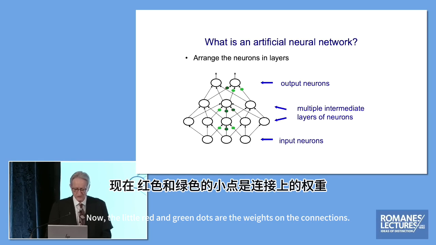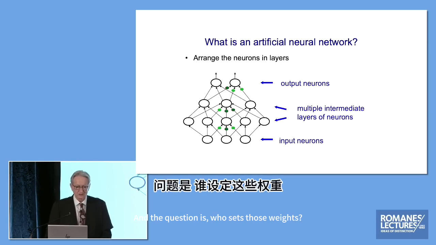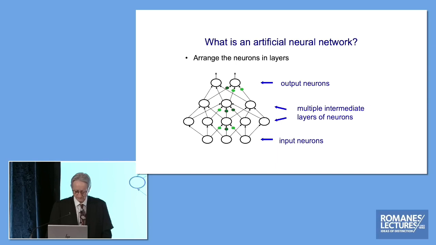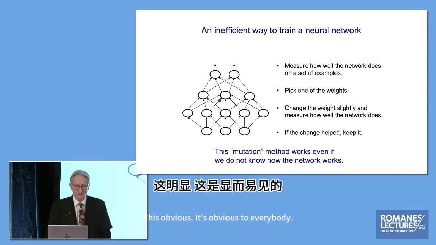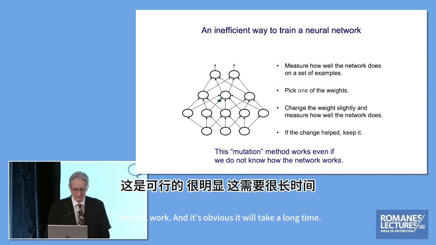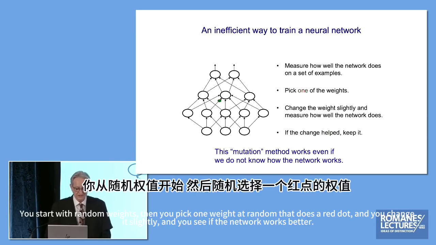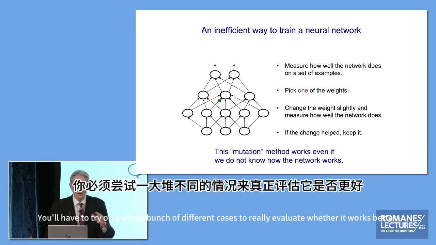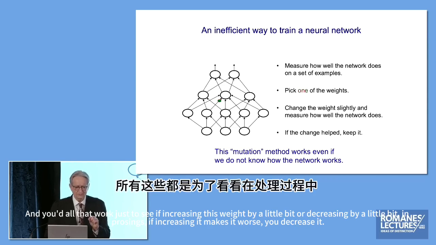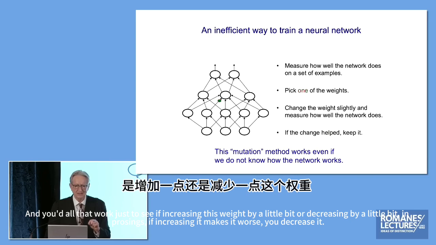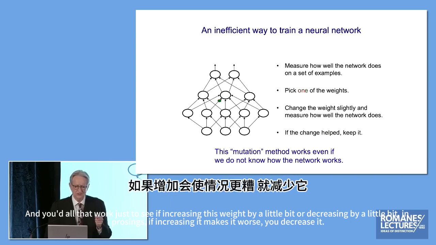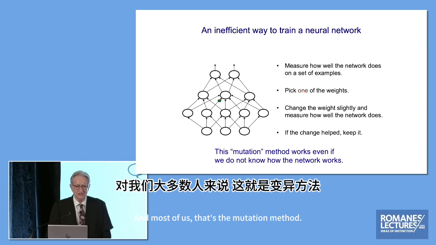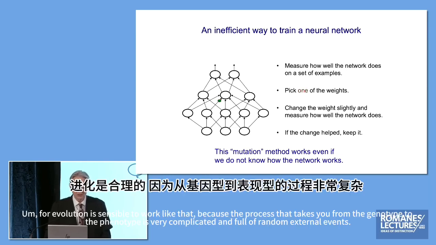Now, the little red and green dots are the weights on the connections, and the question is, who sets those weights? So here's one way to do it. It's obvious to everybody that it'll work, and it's obvious it'll take a long time. You start with random weights, then you pick one weight at random, that little red dot, and you change it slightly, and you see if the network works better. You have to try it on a whole bunch of different cases to really evaluate whether it works better. And you do all that work just to see if increasing this weight by a little bit or decreasing it by a little bit improves things. If increasing it makes it worse, you decrease it, and vice versa. That's the mutation method. And that's sort of how evolution works.